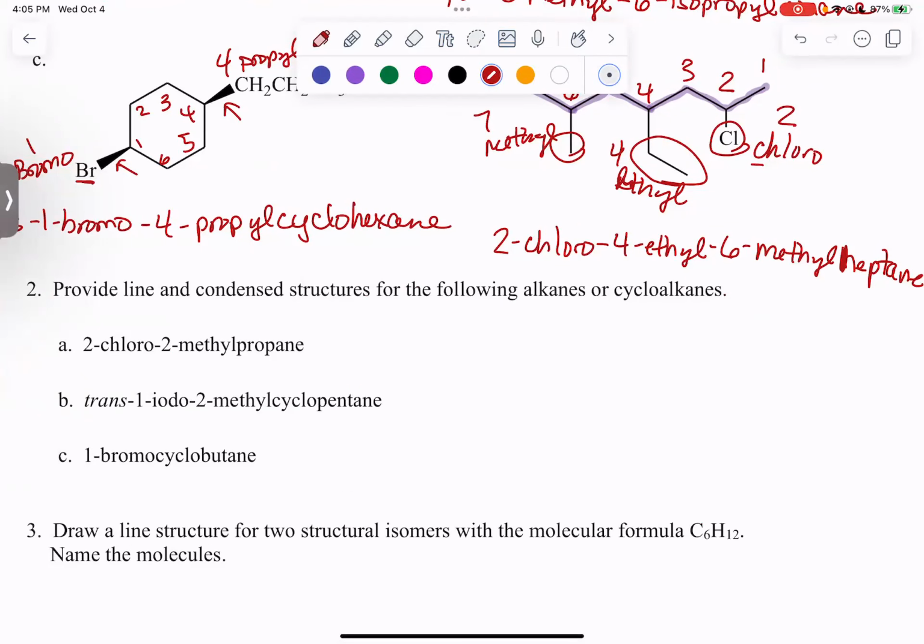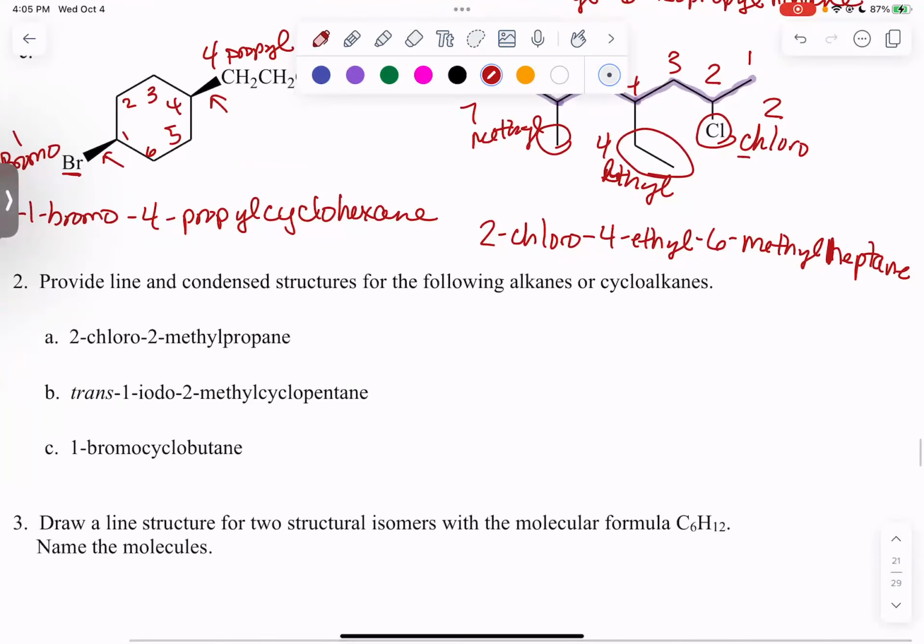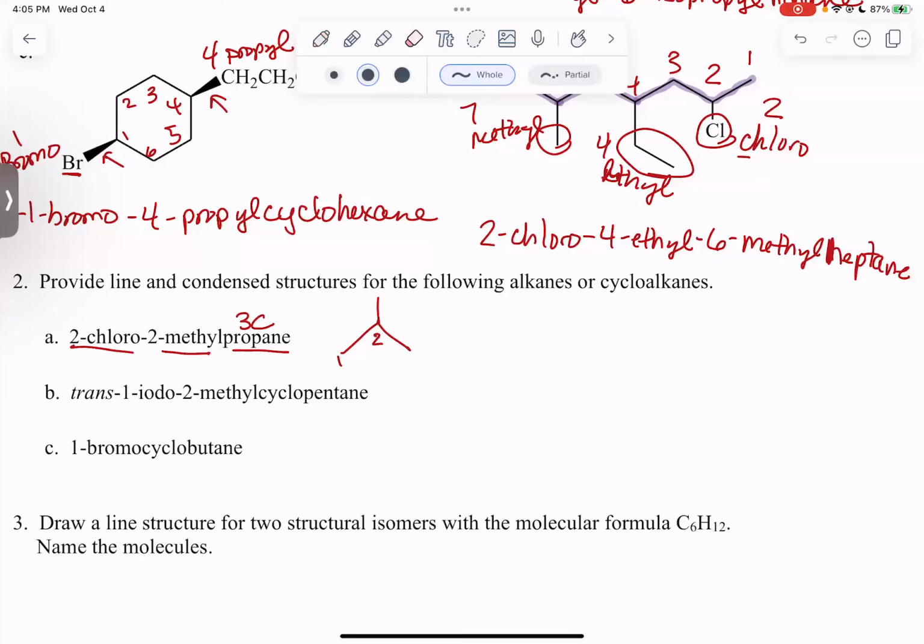Okay. Provide line and condensed structure for the following. All right, so we got 2-chloro-2-methylpropane. Propane is going to give us 3 carbons. So I'll do that first. Then coming off of carbon number 2, we're going to put a methyl group. Then that was this one. Then also coming off of carbon 2, I'm going to erase my 2, I'm going to have a chlorine.